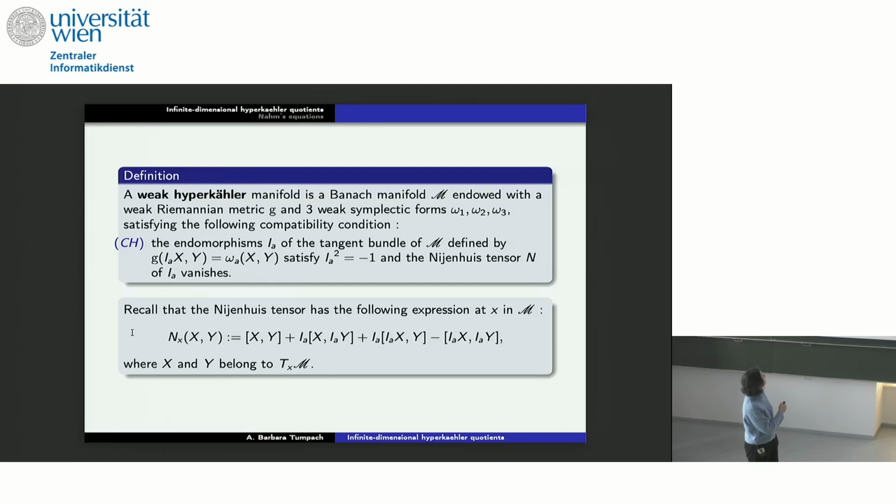We go to the hyperkaehler case now. So let me give a definition. A weak hyperkaehler manifold is a Banach manifold endowed with a weak Riemannian metric G, one Riemannian metric, and three symplectic forms. The symplectic forms are weak, and there are three of them, omega 1, omega 2, omega 3, and each of these symplectic forms is scalar with respect to the same Riemannian metric. One Riemannian metric, three symplectic forms, each of these symplectic forms is scalar with respect to the Riemannian metric.